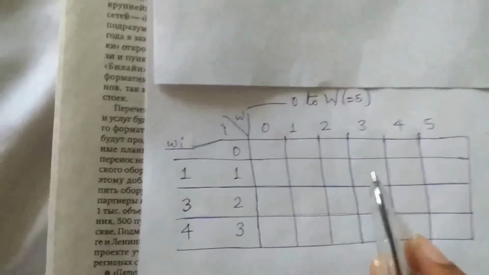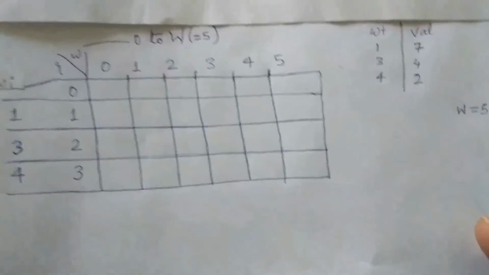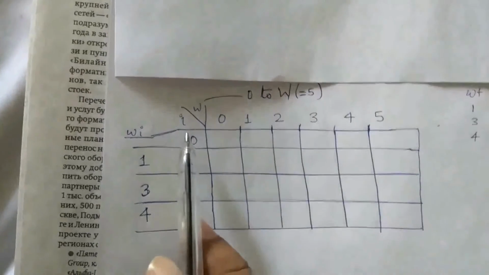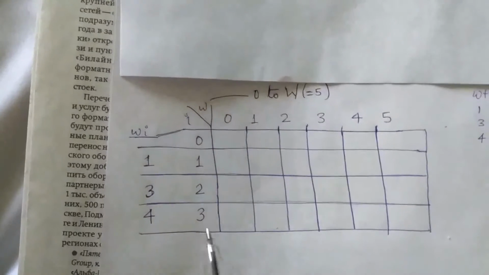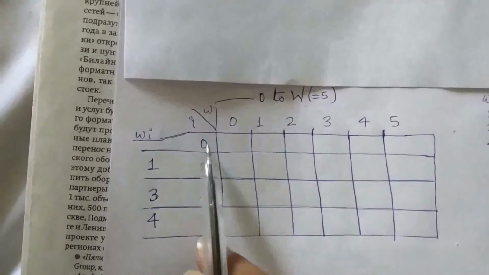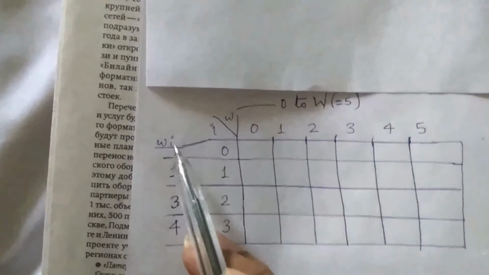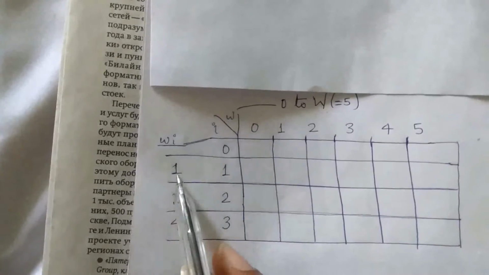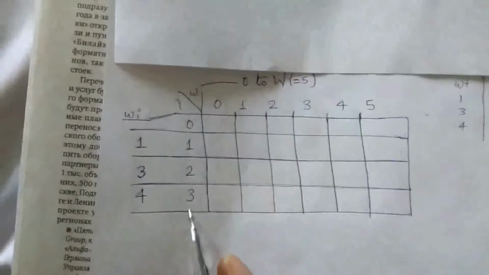So here we can see 0 to W. Since the maximum weight is 5, it will be 0 to 5, right? And we have this iteration, item number 0, 1, 2, 3, because we have a total of 3 items, so it is 0 till 3. And we are mentioning wi, that is the weight of each item. So the weight of the first item is 1, the weight of the second item is 3, the weight of the third item is 4.